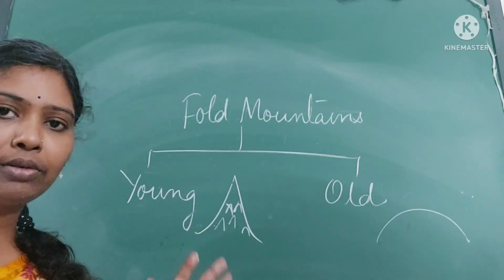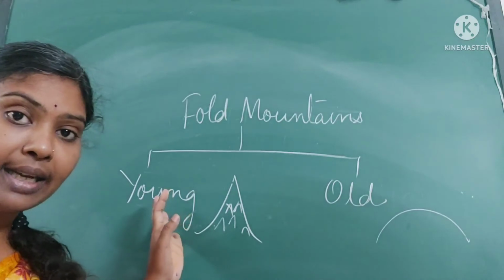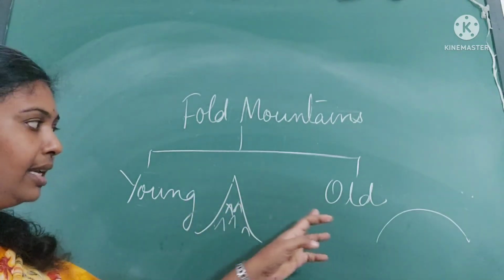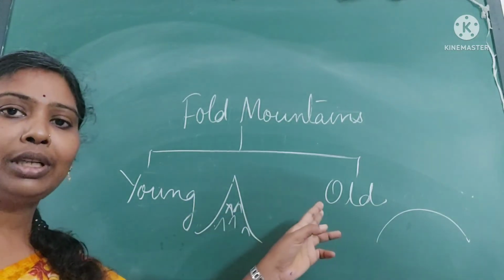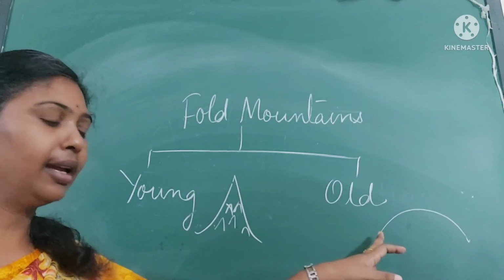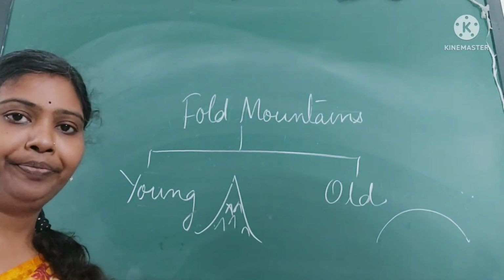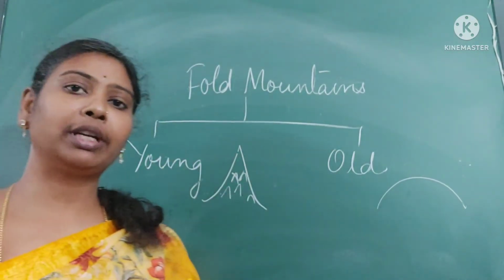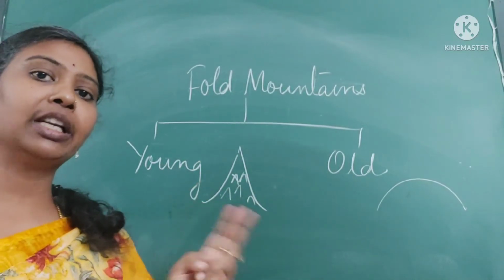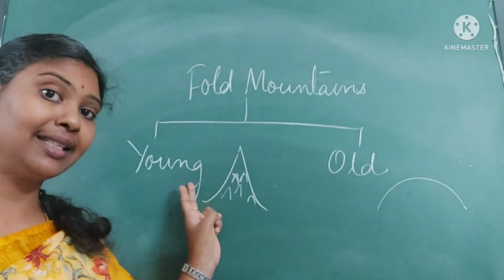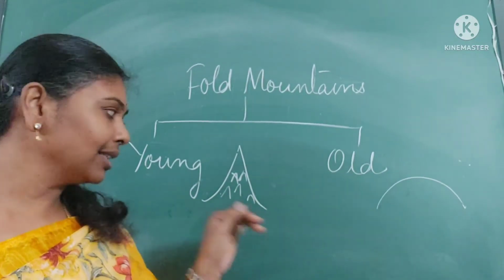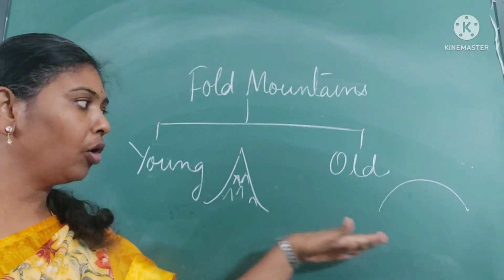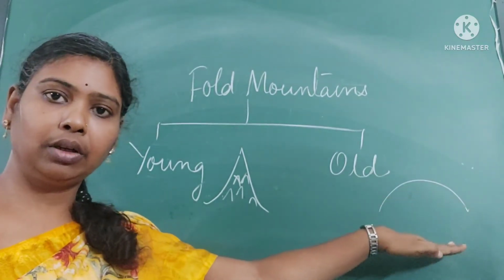Examples for young fold mountains: I told you, the Himalayas are the best example of young fold mountains, and the Rockies. Old fold mountains are the Urals of Russia and the Aravalis of India. Still, if we see some more differences between young fold and old fold mountains, young fold mountains are subjected to volcanic activities because the crust here is not fully formed, right? In old fold mountains, the crust is good, fully formed.